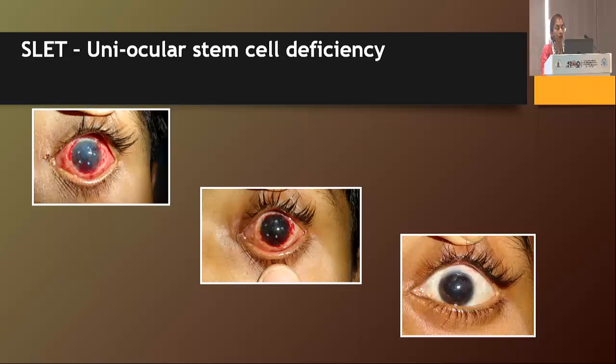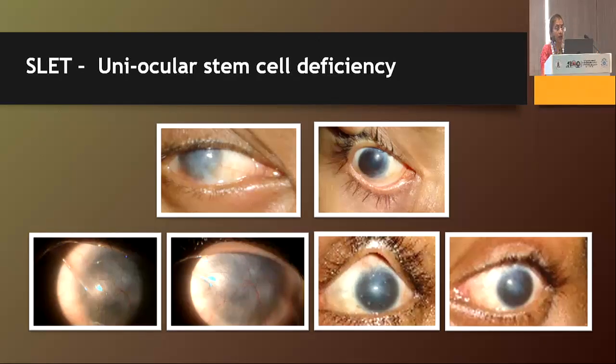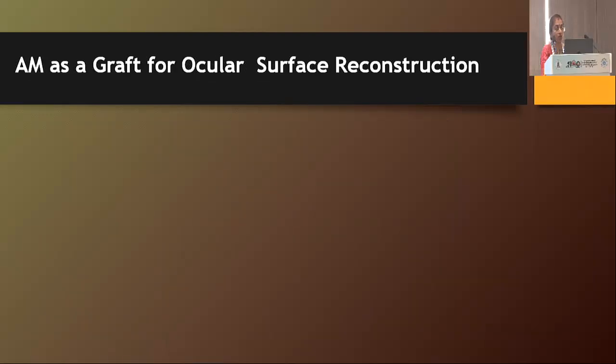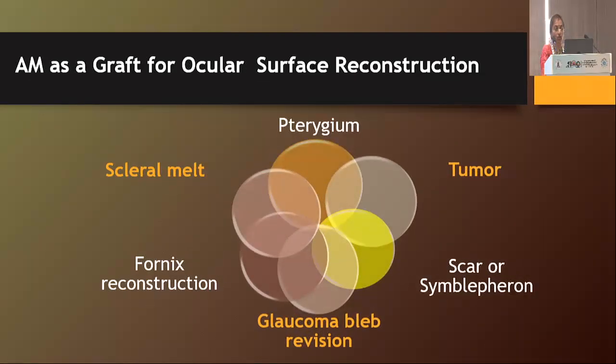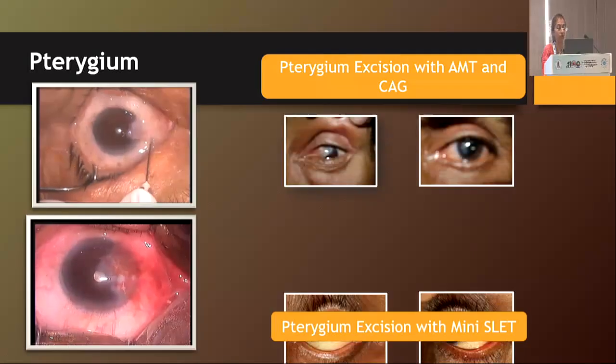This was also published. This was a patient with chemical burn, and this was covered very well with the amniotic membrane. A few more cases with stem cell deficiencies. So amniotic membrane can be used for ocular surface reconstruction in various types of ocular surface disorders.